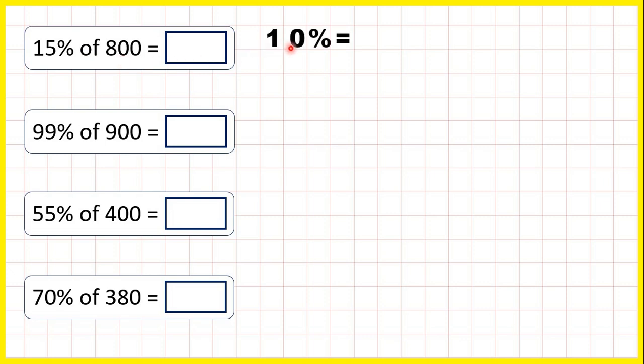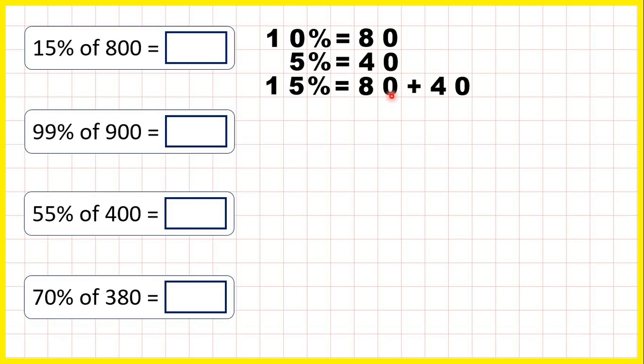Now we know that to find 10%, we can divide by 10, and 800 divided by 10 is 80. Now to find 5%, we can find half of 10%, and half of 80 is 40. So now to find 15%, we can just add our answers for 10% and 5%. 80 plus 40 is 120, so we know that 15% of 800 must be 120.